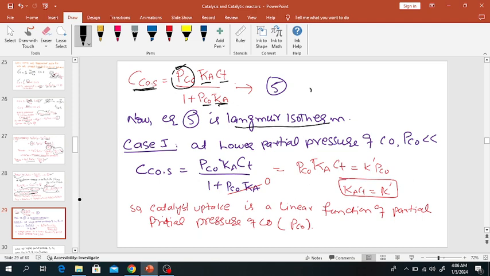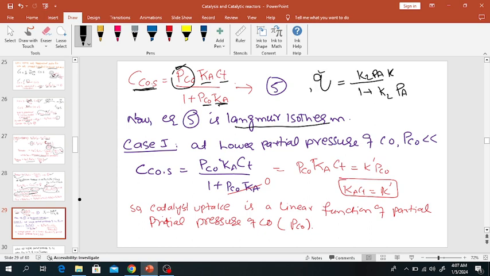And generally the Langmuir isotherm is like this: 1 plus the Langmuir constant and the partial pressure of a gas. For a gaseous system it will be the partial pressure, for a liquid it will be the concentration. So I'm talking about the gaseous phase, so it will be the partial pressure of gas A, suppose, and the Langmuir constant, and to some constant it will be equal to the equilibrium uptake. It will be equal to the uptake.